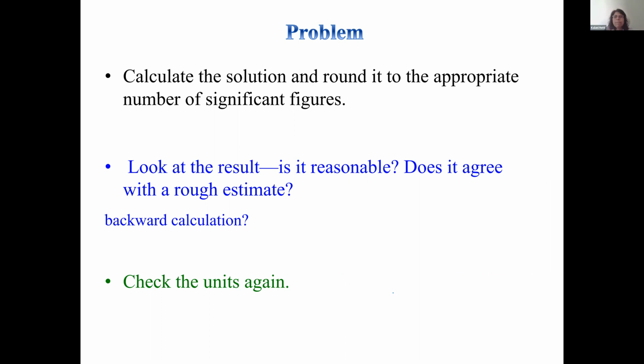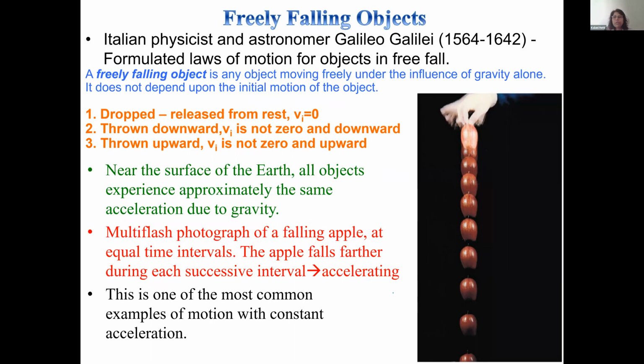Okay, so now let's move into the last part of the section. Free-falling objects belong to constant acceleration problems. That means it is kinematics. So now, what does free falling mean? That we need to understand. Free falling means any object moving freely under gravity; we call it free fall.